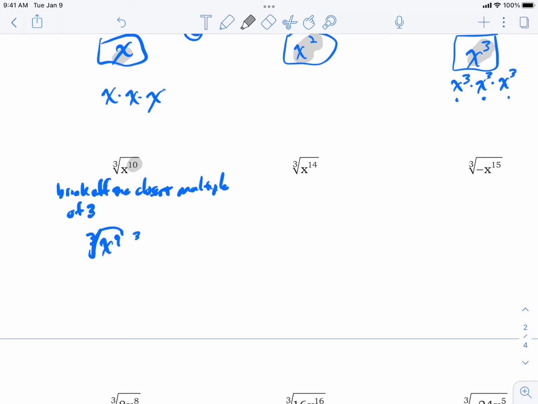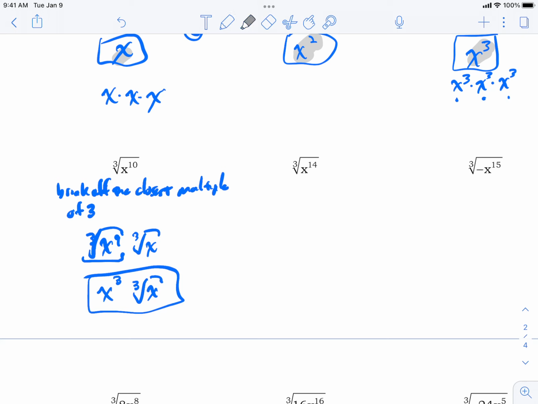Ooh, that's not what I wanted to do. Oh, darn. There we go. Use the eraser. There we go. So you split it off like this, and the reason is because this part can be simplified. 9 divided by 3 is 3. And so the cube root of x to the 9th is x to the 3, and then it's times the cube root of x like this.